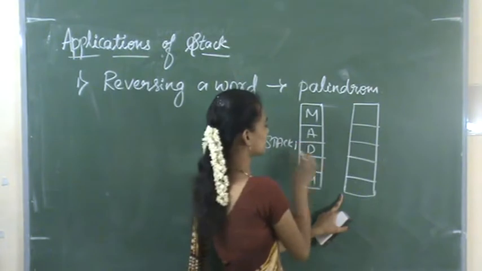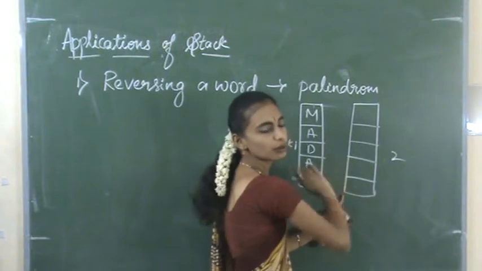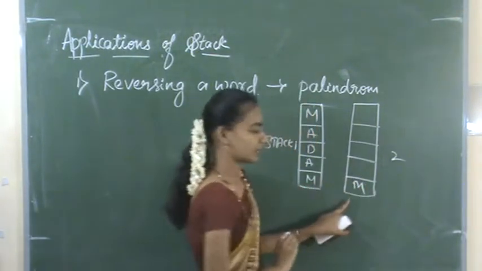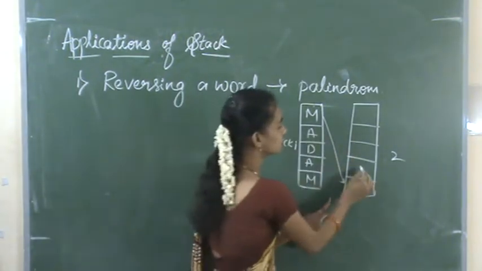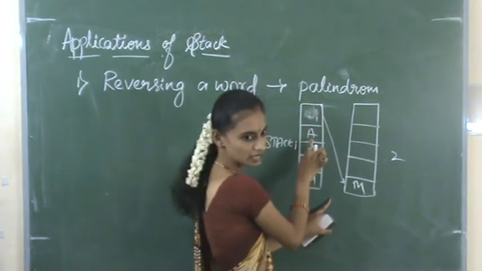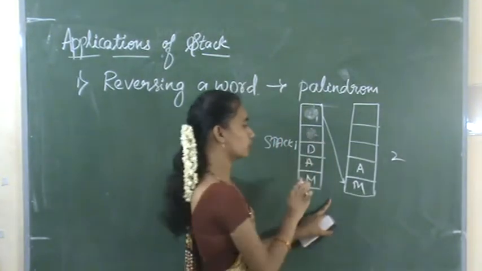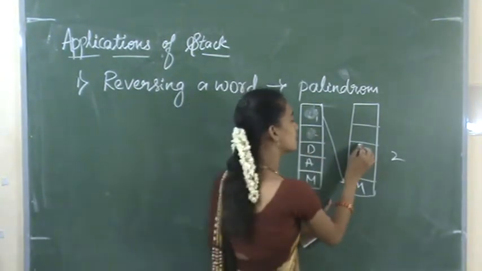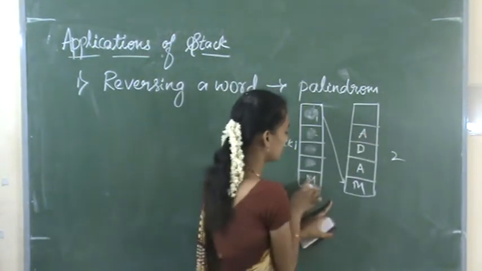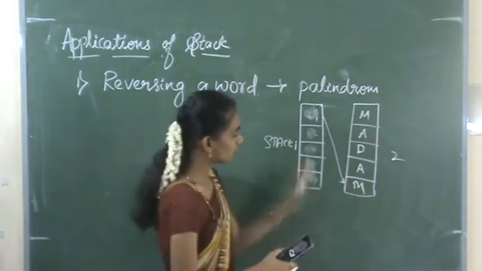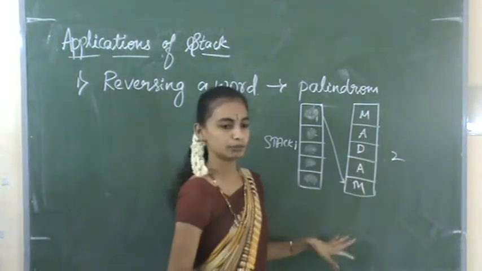So suppose consider this as stack 1, this as stack 2. This M will be moved to the other stack, right? So this becomes here. Again this A is at the top of the stack, so this is assigned to the top of the other stack. Now this will be removed. Again this D is assigned to the top of the other stack. Then this A. Then M. So if we reverse the word, we are getting the same word, Madam, right?